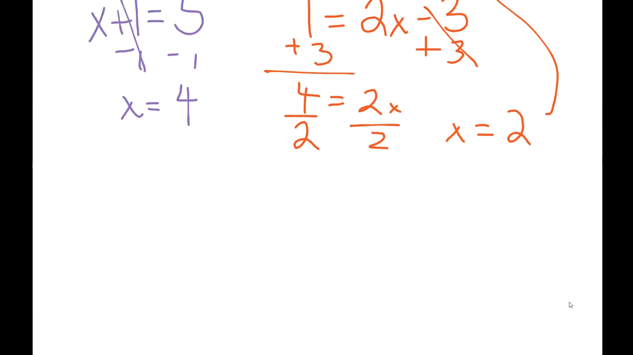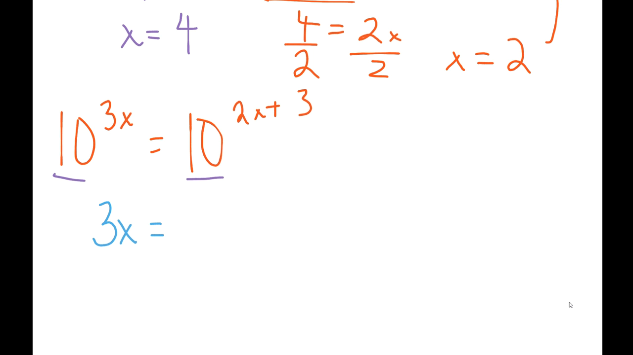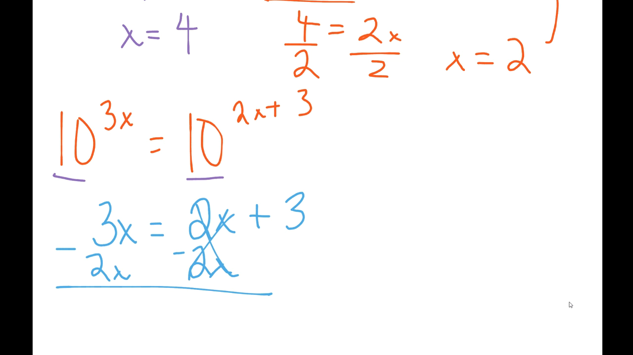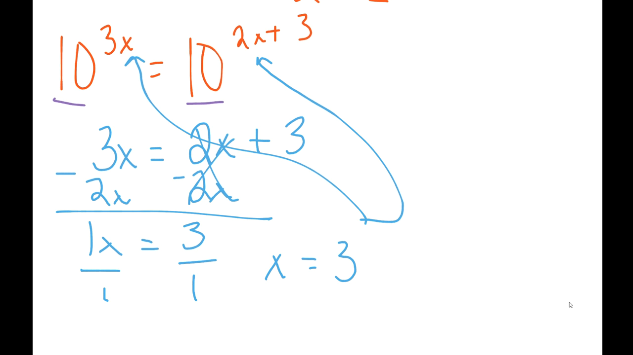The last kind with bases the same might look something like this. 10 to the 3x equals 10 raised to the 2x plus 3. So again, you can see you have the same bases, but now we just happen to have variables on both sides. So you still do the exact same thing, but get your variables together first. So I'm going to undo the 2x to scoot it over here with these 3x's. 1x equals 3. Divide by 1, x equals 3. So these would both have to be 3's.